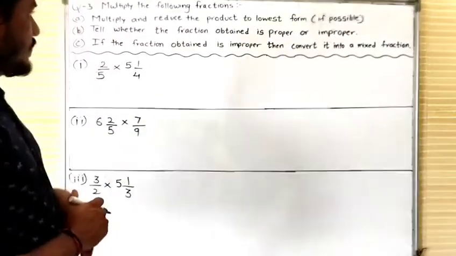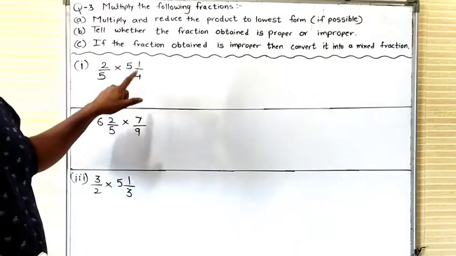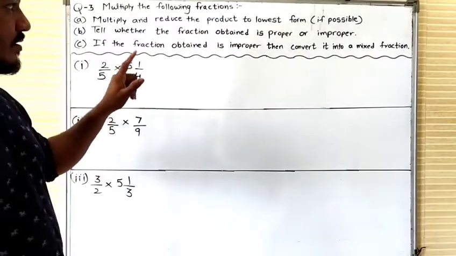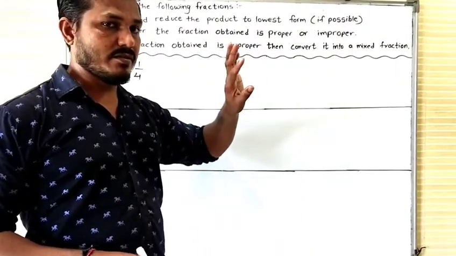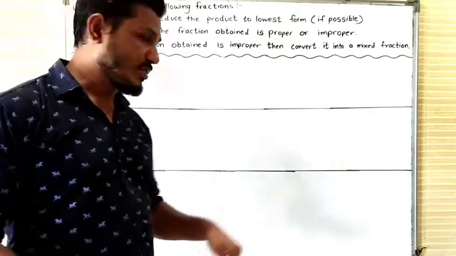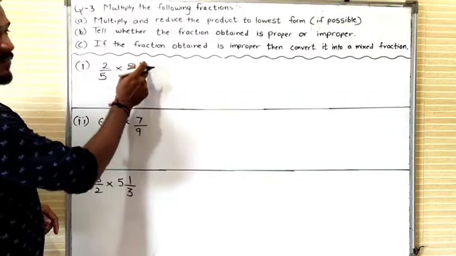Now dear student, first we have to multiply the value. Then if it is possible, reduce it into the lowest form. Then after reducing, we have to state whether it is a proper fraction or an improper fraction. And if it is an improper fraction, we have to convert it into a mixed fraction. So let us start. Here it is given 2 by 5 into 5 integer 1 by 4.